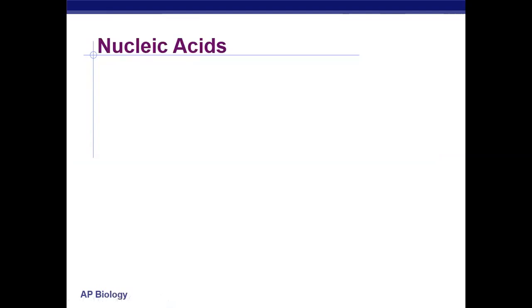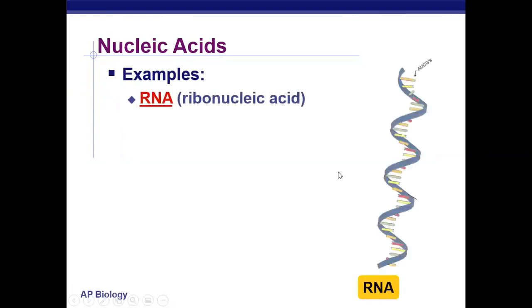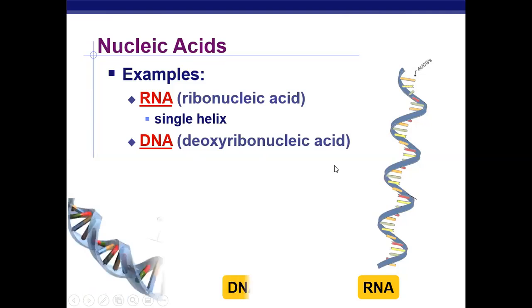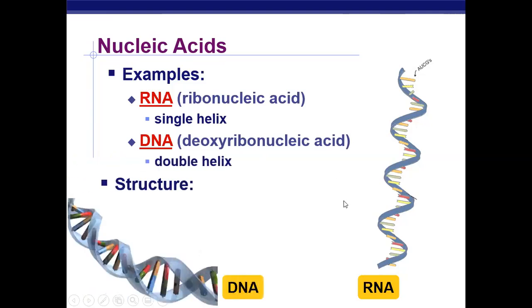Since DNA is more complicated, we would say, than carbohydrates, lipids, and proteins, we have to actually take the time to talk about the individual pieces of DNA and RNA. So you have RNA, ribonucleic acid. It's a single helix. It's half of the DNA. It's just half. It's a single helix. DNA is deoxyribonucleic acid, and it is a double helix.